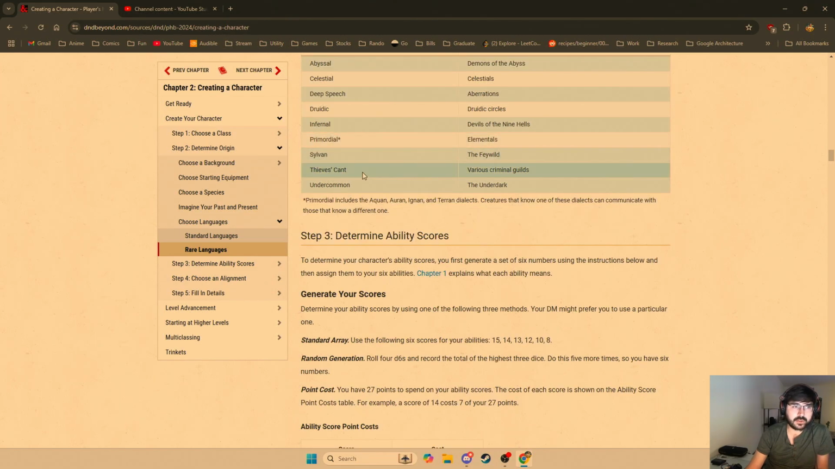Sylvan, the Feywilds. Thieves' Cant, which various thieves groups have, and it's being able to speak in code. So you'll say, "Hello, how are you?" But in Thieves' Cant, if you're familiar with it, they will be able to say, "Hey, look, we're looking for a monkey, or we're looking for a grave, or we're looking for a locksmith," or something like that. A monkey being someone that can get into areas safely without getting caught. A grave is someone that can put someone down.